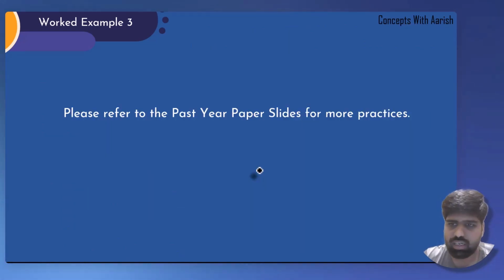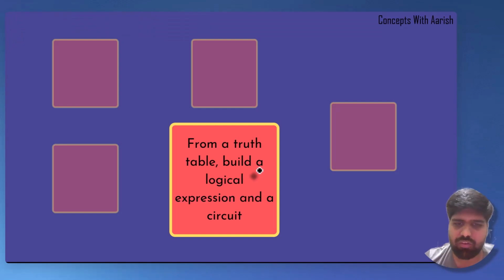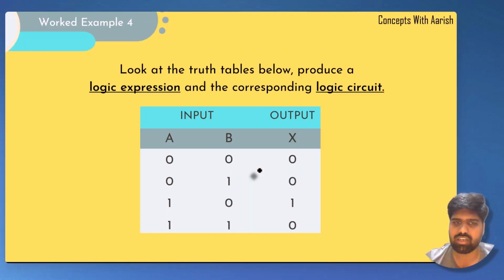Now, we will solve possible questions in the next video, but right now we're going to go with the rest of the type of the questions. Okay, so for the next one, we have: from a truth table, build a logic expression and a circuit. From a truth table, you have to build a logic expression and a circuit as well.